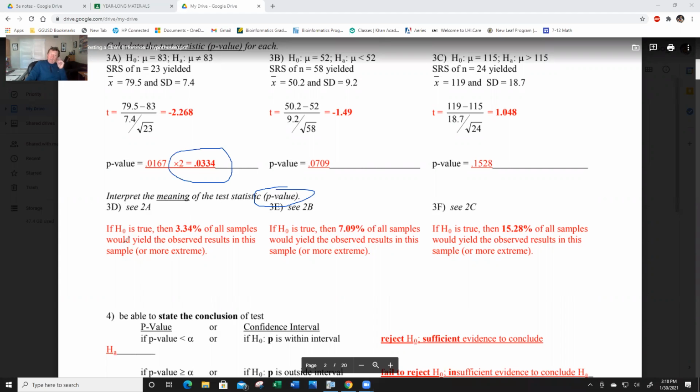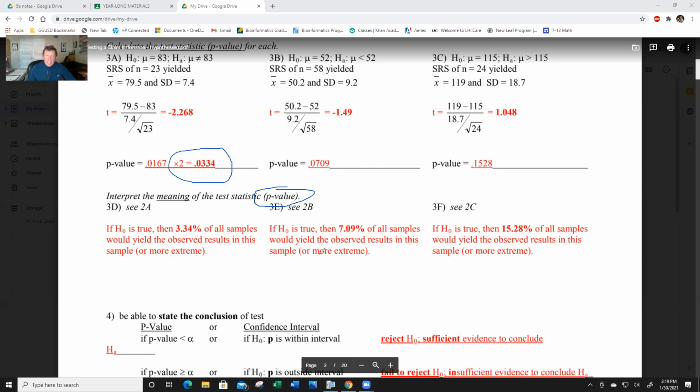And the meaning of it is, if H0 is true, then 3% of all samples would yield the observed results in this sample or marks stream. There's another way to put it. If you want to listen to this, I'll say it to you. There's a 3% chance we would get results this extreme even if H0 is true. You can often reverse that. So I'll read it both ways each time.